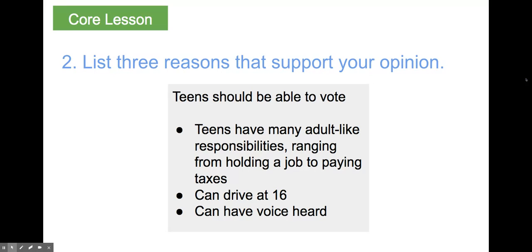And my last reason is they can have their voice heard. And a lot of teens and kids want to have their voices heard. Why not have them vote?